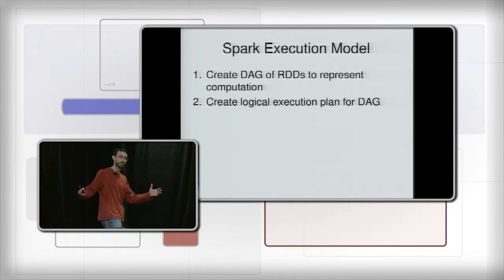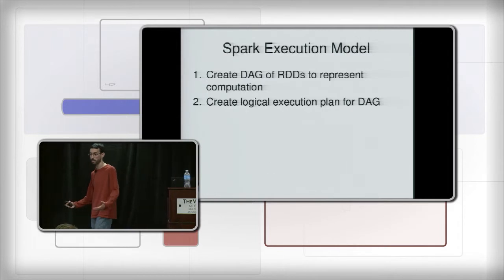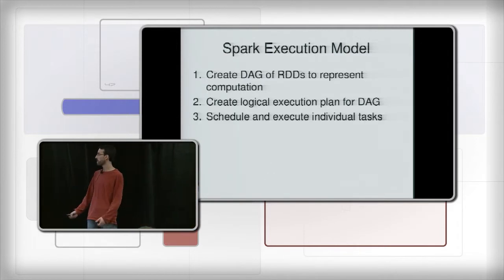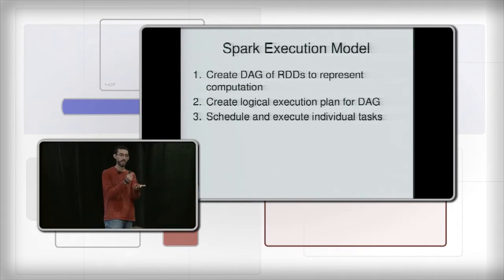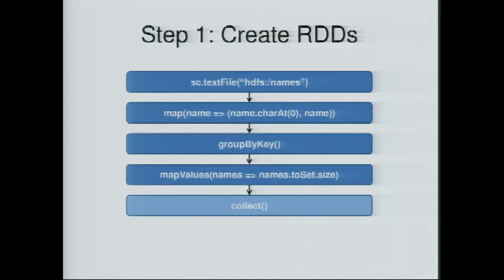Then we create a logical execution plan. How can we possibly execute this directed acyclic graph, and how can we execute it efficiently? And finally, we take that logical plan and make individual tasks and send those to the cluster. OK, so what did all that mean? Well, the first step is to create the RDDs.